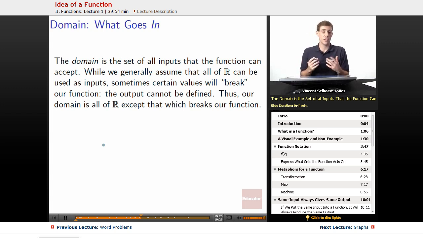Occasionally, we might actually be given an explicit domain, like just evaluate it from -3 to 3 and forget everything beyond those -3 and 3 values. But normally, we're going to assume all of R except for those things that break our function.